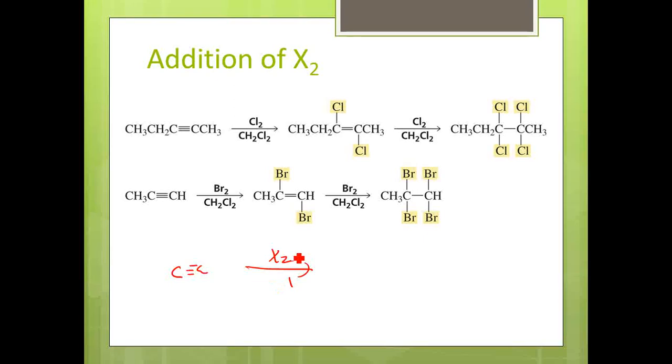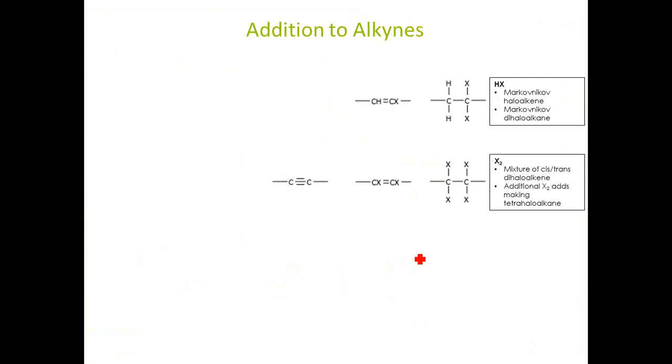So a better way to show either one of these is just show your triple bond, show your halogen, and methylene chloride is the go-to solvent, and we can just say this is always going to be an excess, and what's going to happen is wherever that triple bond was, you're going to put halogens all around it.